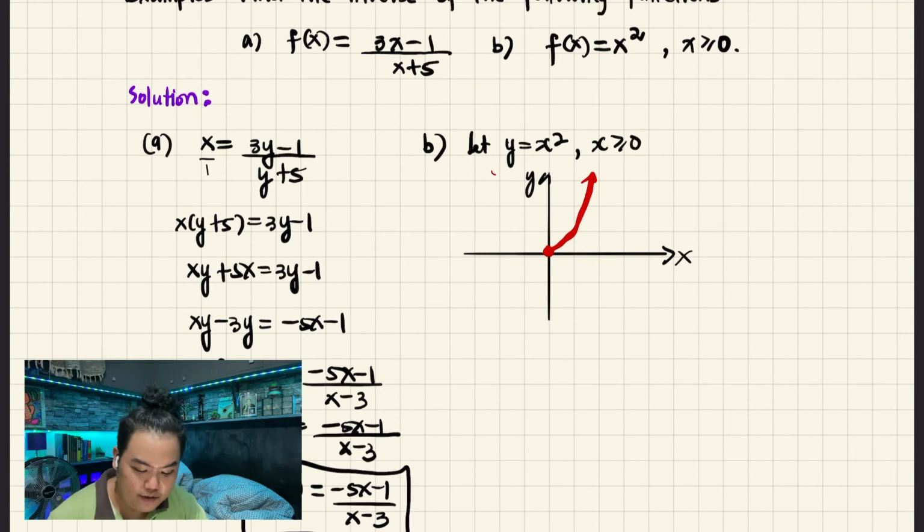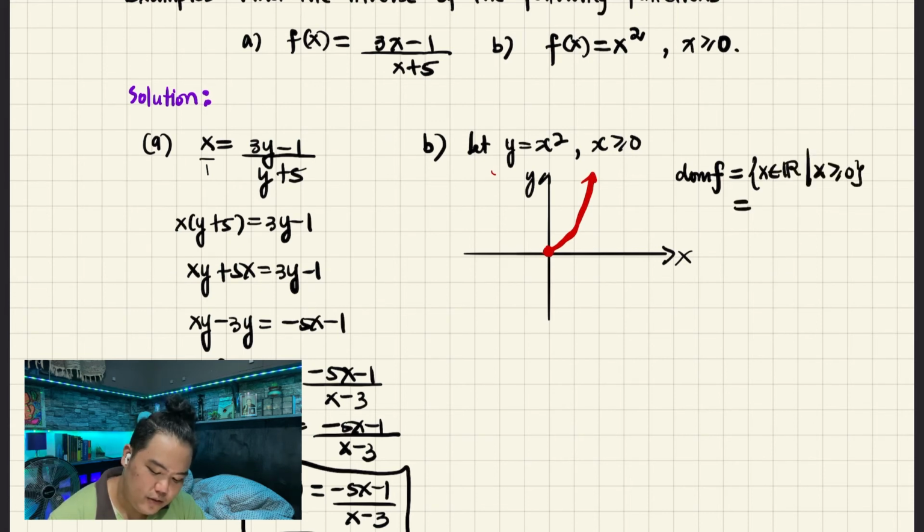Okay, sige nga. From the graph, hanapin natin yung domain. So, yung domain ng f mo is yung x greater than equal to 0 or the set of x na real numbers such that x is greater than equal to 0. Or kung gusto mo naka-interval notation, 0 to infinity. Pareha lang yon. Both answers are correct.